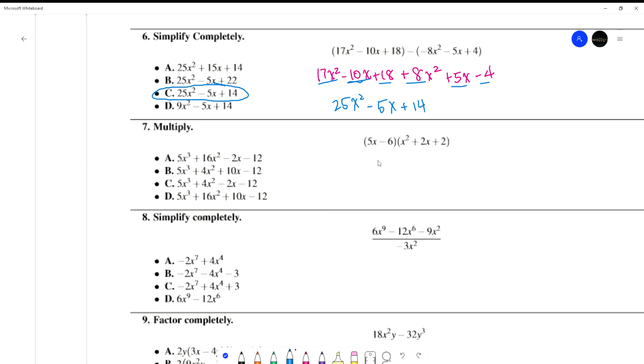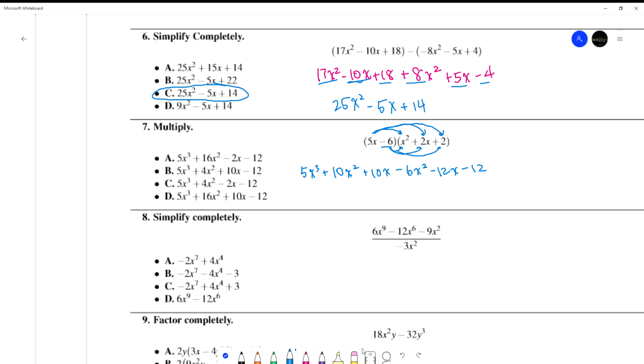Number 7, multiply. So that's distributive property, right? 5x times x squared, 5x times 2x, 5x times 2. And then you move on to negative 6, right? Times x squared, times 2x, times 2. So the first term is 5x cubed plus 10x squared plus 10x minus 6x squared minus 12x minus 12.